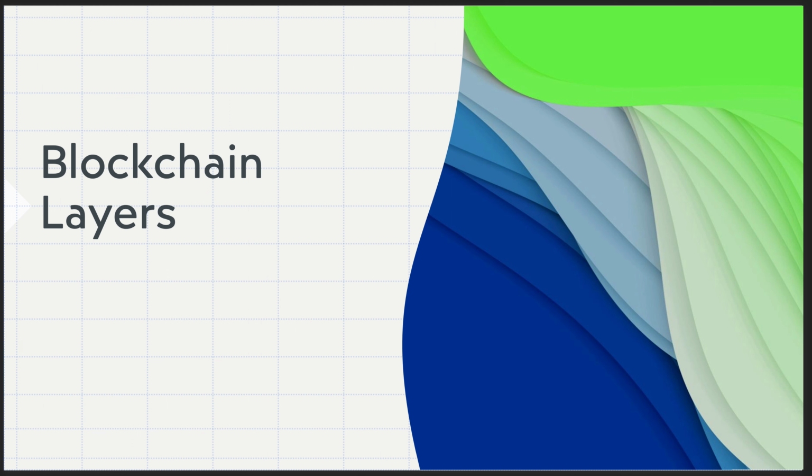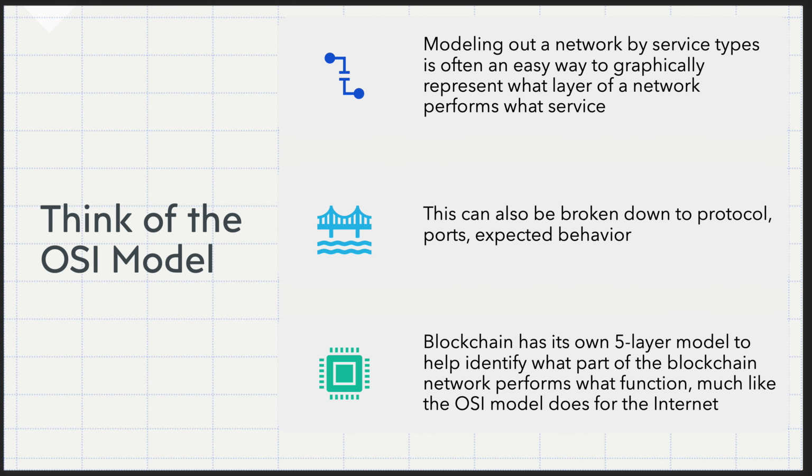The other things you're going to run into when you get into this is you're going to see people reference something called blockchain layers. This is actually really good when you're learning how to think of how a network is actually built. So I kind of want to tie this back to any kind of OSI model. If you learn the OSI model or the TCP/IP model, the blockchain layers is basically the same kind of thing, right? Basically a way of modeling out that network by service types.